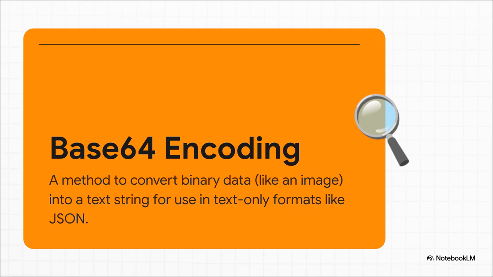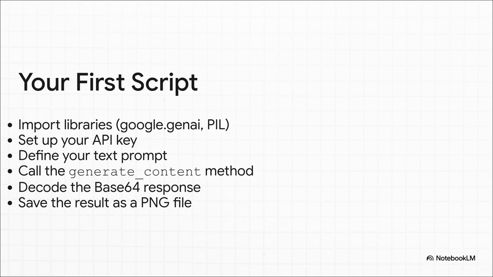Our only job is to translate it back on our end. And here's what that looks like in our code. The script is actually pretty simple. We import a couple of libraries, plug in our API key, and write our prompt. Then we call the API, and it sends back that long base64 string. All we have to do then is decode that string back into its original image data and save it as a PNG file. And just like that, text becomes an image.